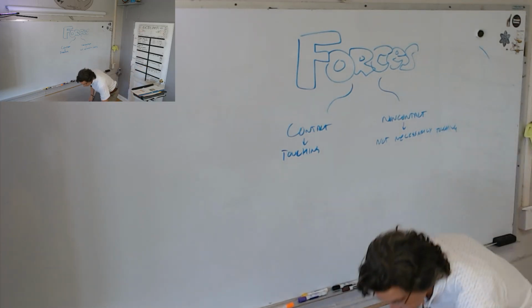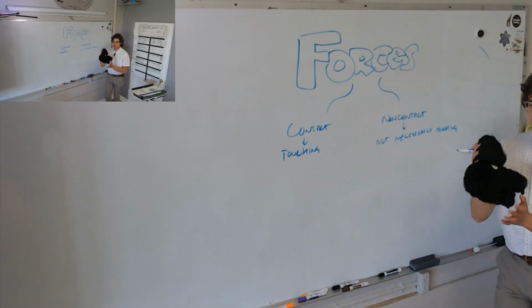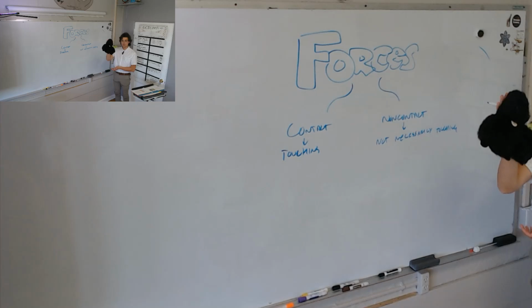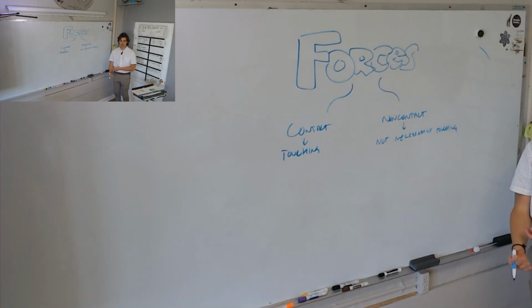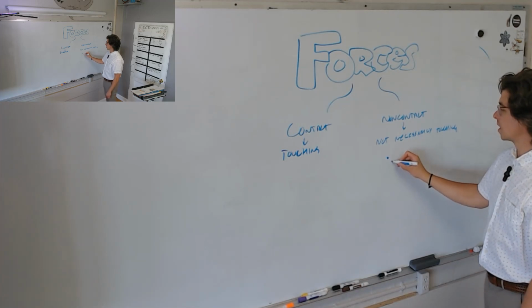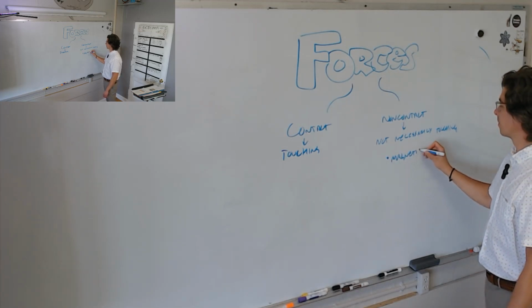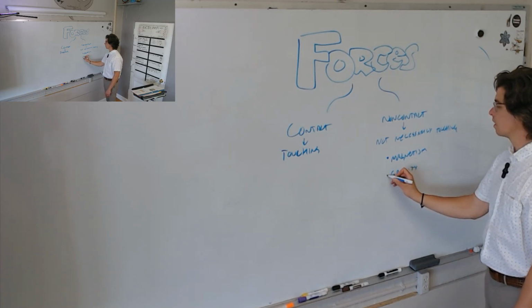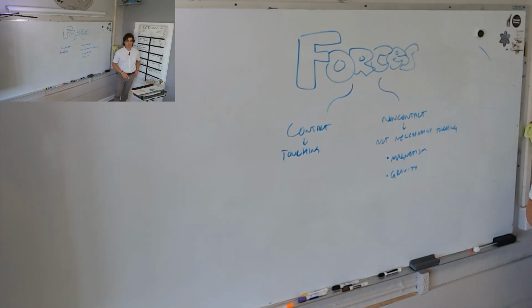Similarly, let me pick my gorilla back up. Gravity is a non-contact force. Is this touching planet Earth? No, but planet Earth will still pull it down. Non-contact, right? So not necessarily touching. So examples of this: magnetism and gravity. What are some forces that do require touching?